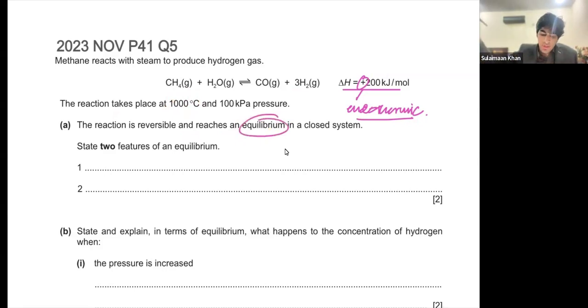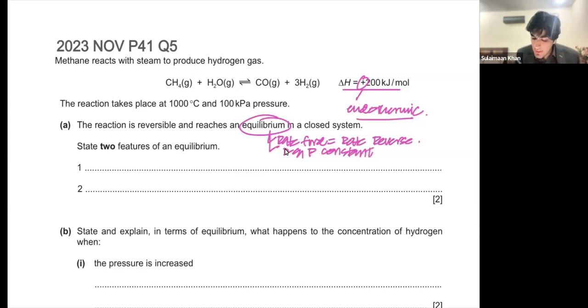Obviously, equilibrium is reached in a closed system. What do we mean by equilibrium? That the rate of forward reaction must be equal to the rate of reverse reaction. And obviously, you know that the concentration of reactants and products are constant. Are they equal to each other, or are they just constant? They're constant. It is not necessary that they're equal to each other, but they are constant, right?